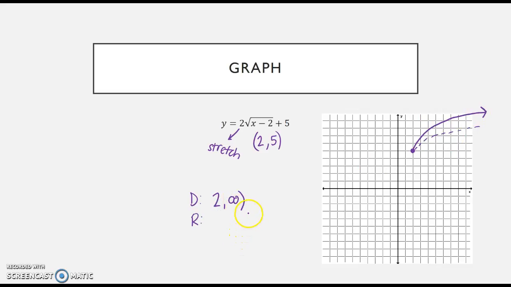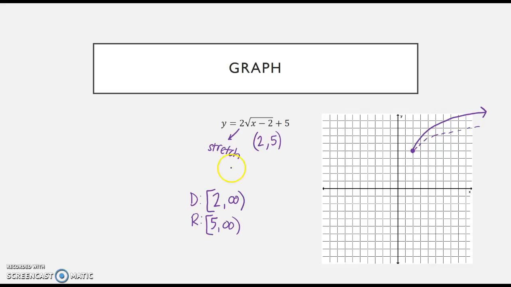Infinities always get a parentheses. And then I'm going to look at this value. I have a point at x equals 2, so I'm going to include it. I'm going to put a bracket. My range is the y values. I have no graph down here at the bottom. The graph does not start with the y values until y equals 5, and then it's going to go up forever. So my range is going to be 5, infinity, with a bracket and a parentheses, just like the domain.